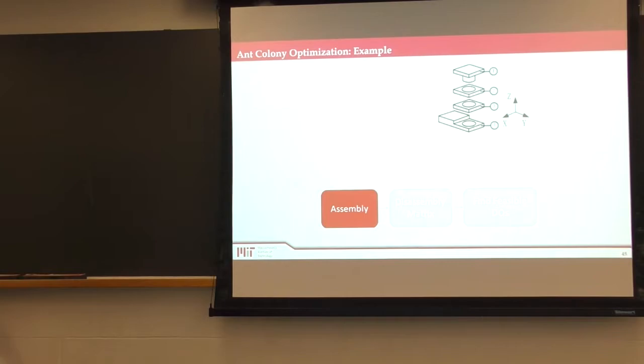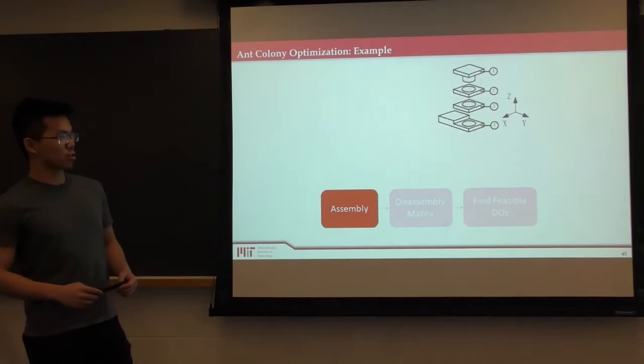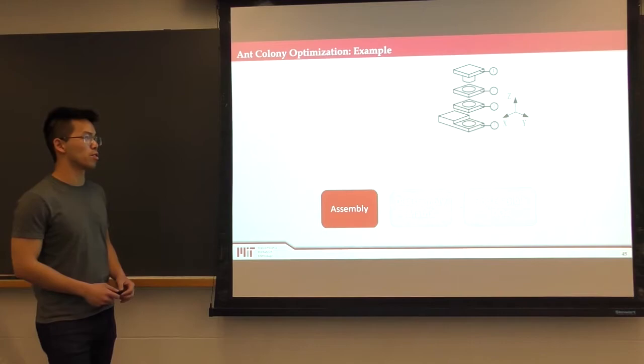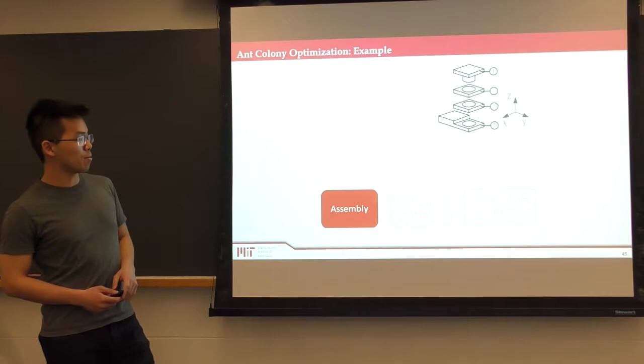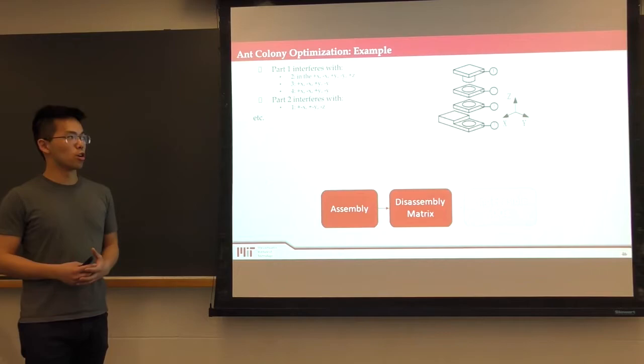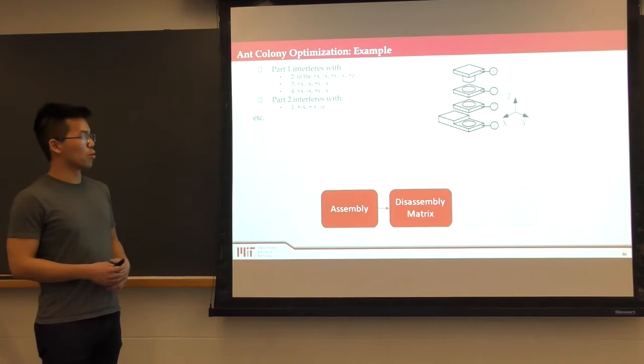Great. Hi, everybody. I'm Jerry, and I'm going to take you through a quick example of ant colony optimization. That's the picture that we saw during Jacob's slides. We're going to go through exactly how it would work to take apart this very small four-part assembly. As you see, we're given an assembly with four parts. They're each numbered, and there's a set of XYZ coordinates. The first step that we'll go through is to try to generate the disassembly matrix. If we were given the set of dependencies and precedence relationships, then we wouldn't have to worry about figuring out all the interferences.